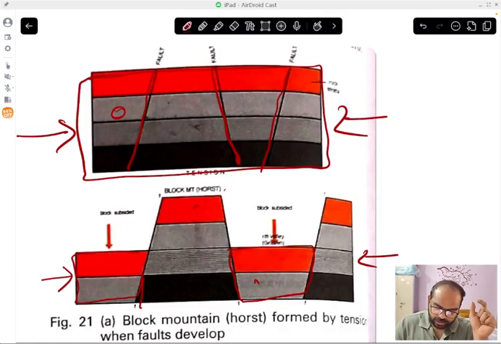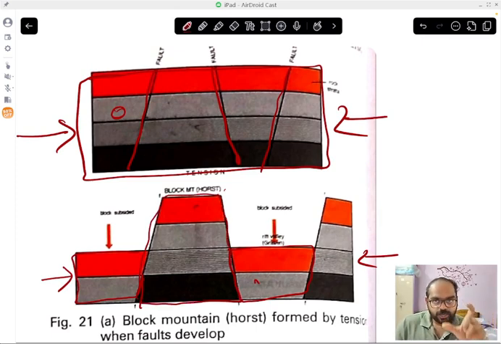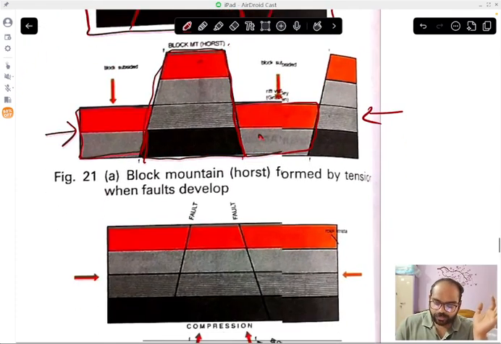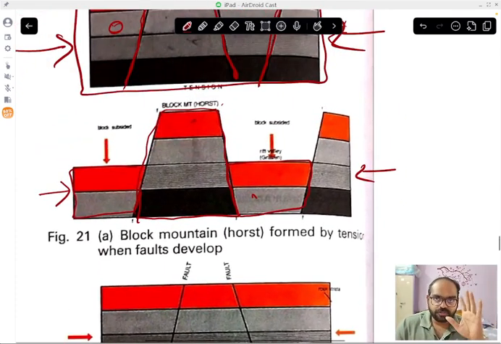This kind of block mountain is formed due to convergence, that is crustal faulting. Due to gradual convergence, crustal faulting has happened. Due to this crustal faulting, we can see subsidence, and the block that is present in between two subsided blocks is called a block mountain, formed by convergence, and the subsided parts are called rift valleys.